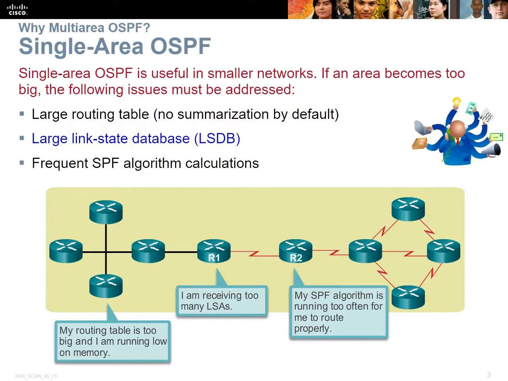So, single area OSPF, awesome, love it, fantastic, wonderful. However, once your network gets a little bit big, things start to go wrong. There's a poor router in the bottom left who's running out of RAM because the route table is too large. Router 1's getting way too many link state advertisements. Router 2 is constantly rerunning the open shortest path first algorithm. And there's just too much going on, and these guys are really struggling because the network is just too big.